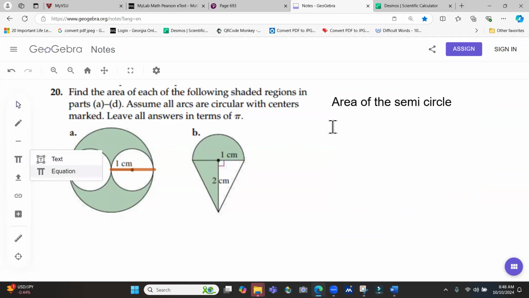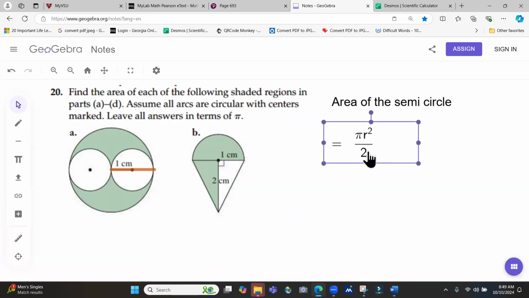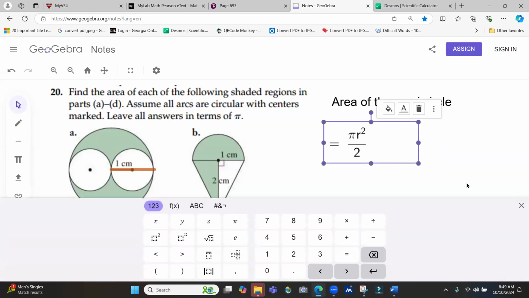So you're going to say something like this. Pi r squared divided by 2. Don't forget to divide by 2. Do it right away from the very beginning, okay? Don't say I'll find the area of the whole circle at last and then divide the answer by 2. You might forget it. So r is 1.